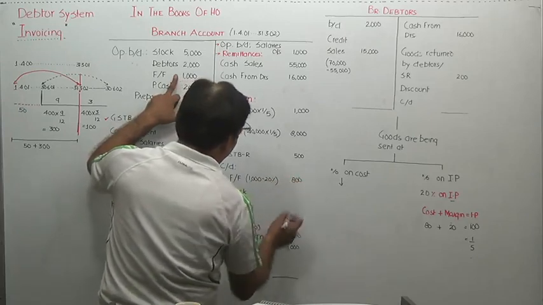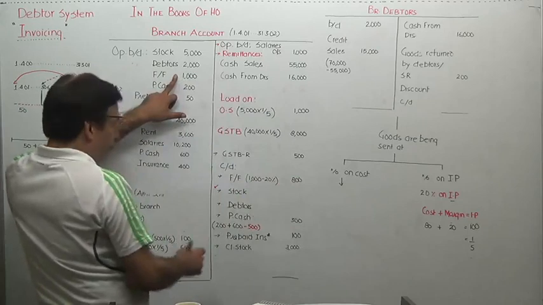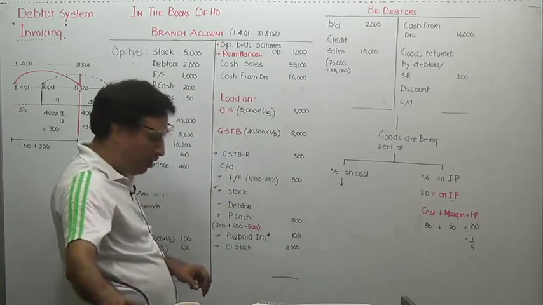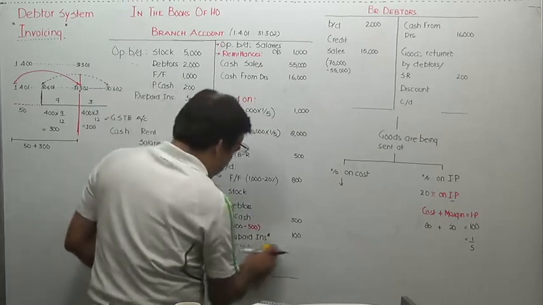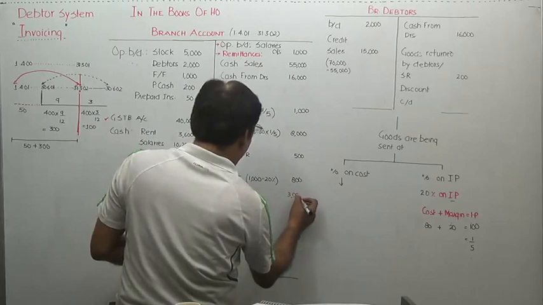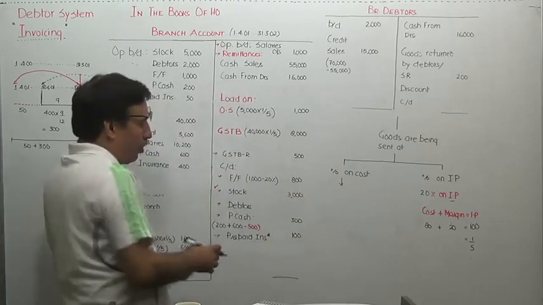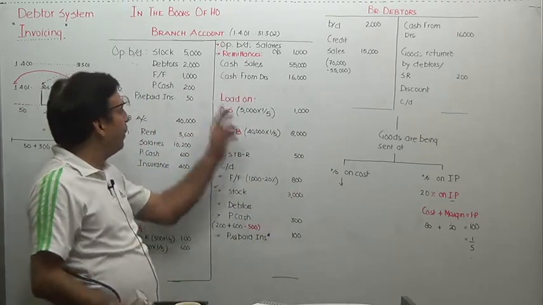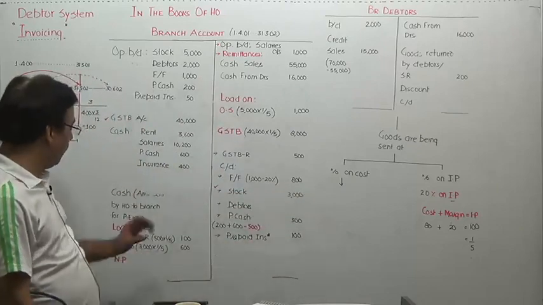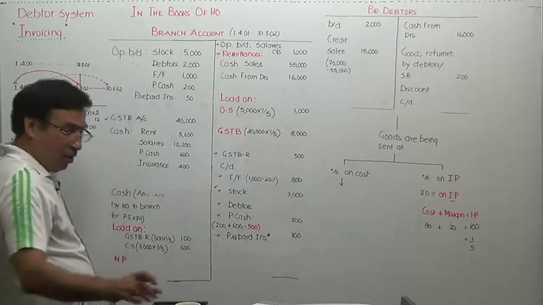So, when I am writing, before that I have actually written closing stock 3000. Just hold on for a while. So, I was talking about furniture. When I am writing 1000 over here and 800 here, the difference is nothing but your depreciation, correct?